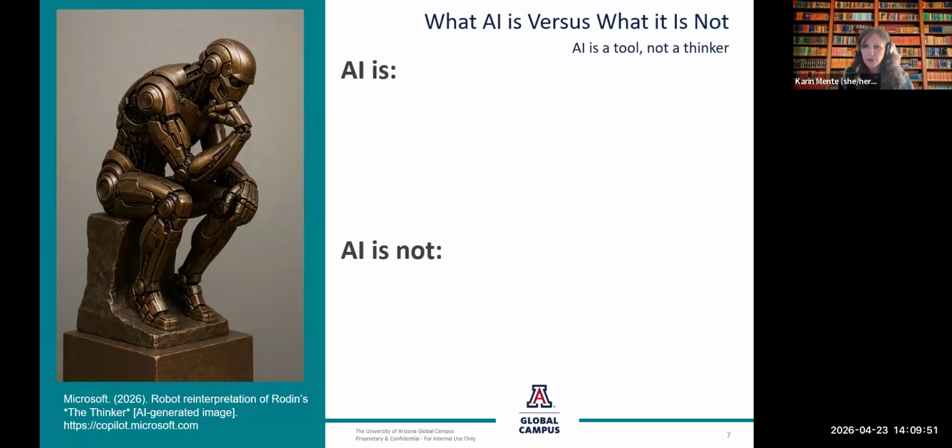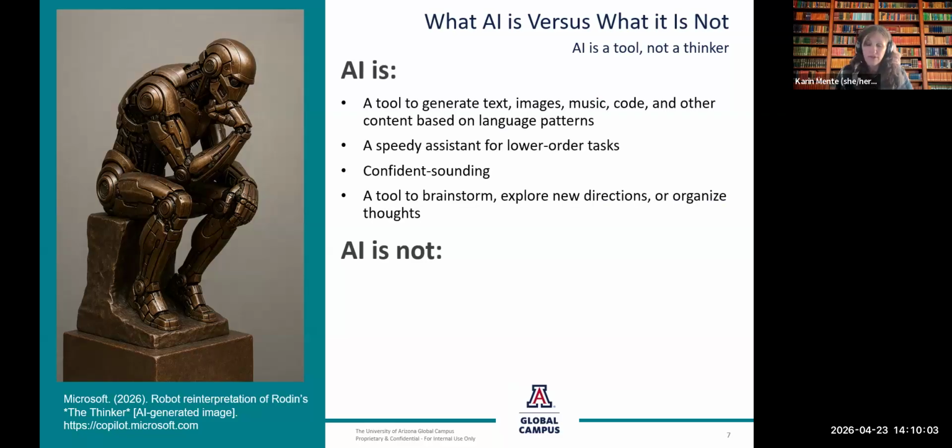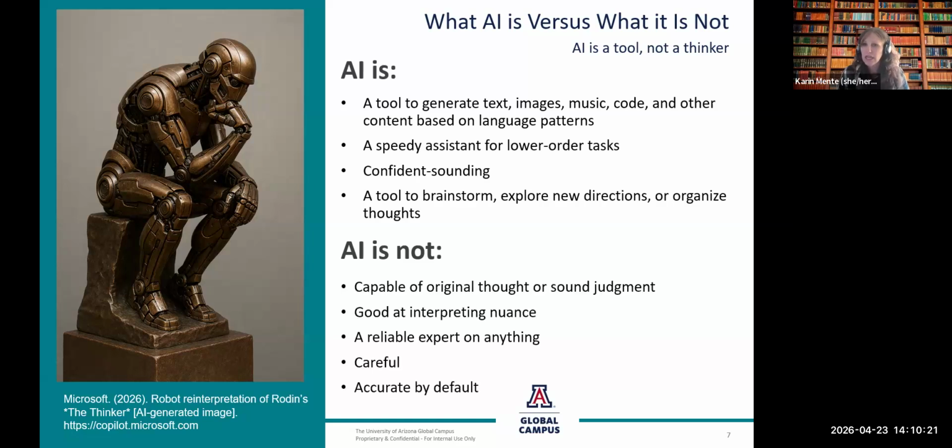So this slide is really important. AI is a tool. It's not a thinker. So it's good at some things. It can generate text, images, music, and more of these things just by recognizing patterns in language. It's fast, it's very confident, often very affirming, very positive, and it can help us brainstorm or organize our thoughts. But of course, here is what it is not. It is not capable of judgment or nuance or original thought. It's not automatically accurate. Sometimes it gets lucky, right? But it's definitely not a reliable expert.